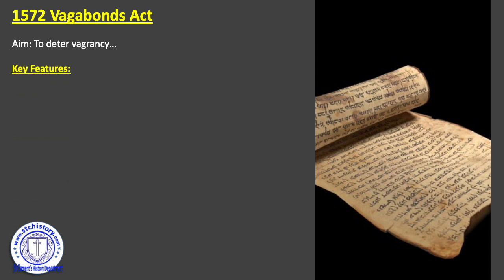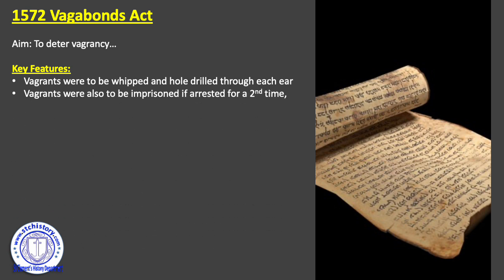So the key features of the Vagabond Act are that vagrants are to be whipped and a hole is going to be drilled through each ear. So some places you'll have one ear. If you got caught again, the second ear would be drilled. And then if you were caught a third time, then you probably would be killed. And then march through the villages being whipped so everybody knew who you were. Really quite harsh and quite embarrassing and humiliating.